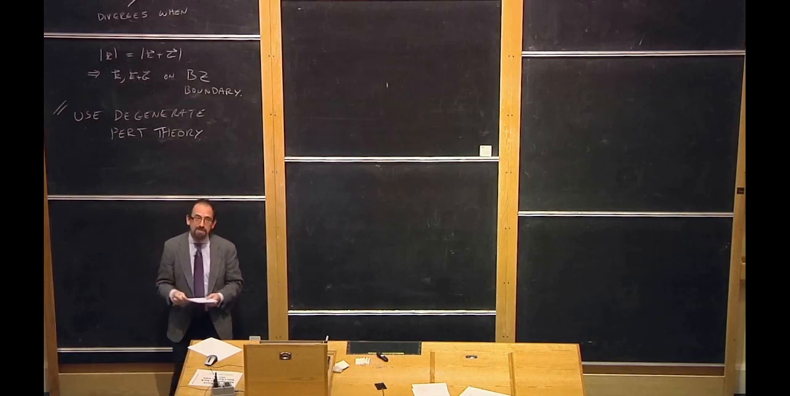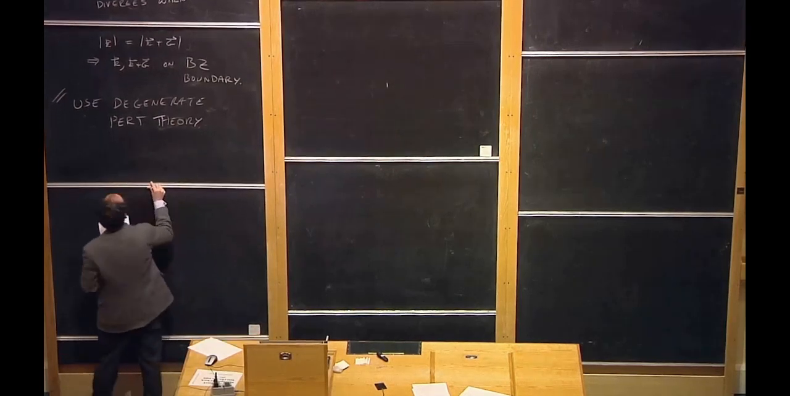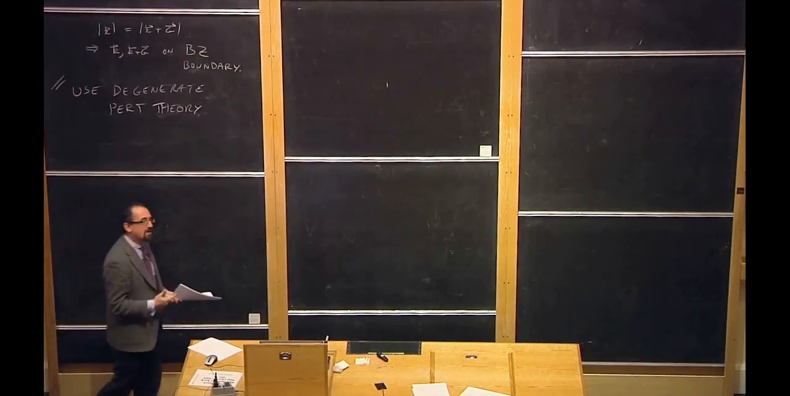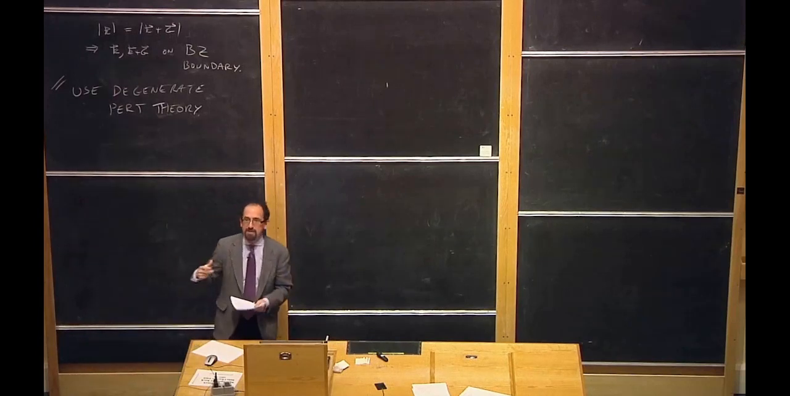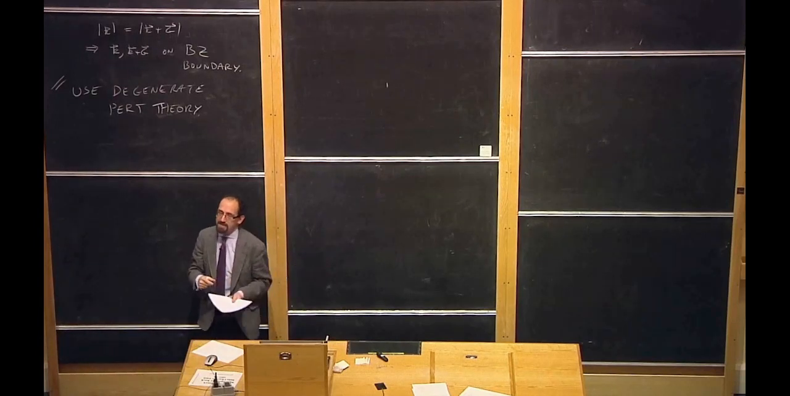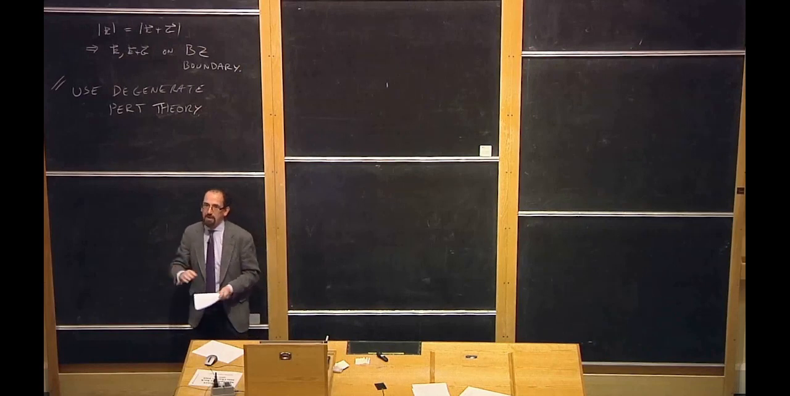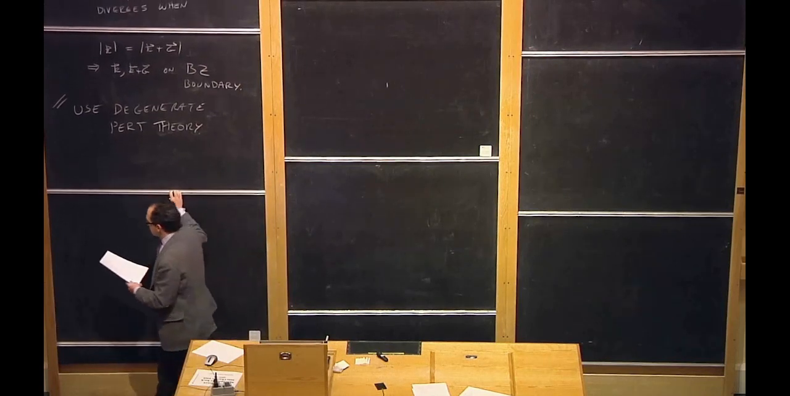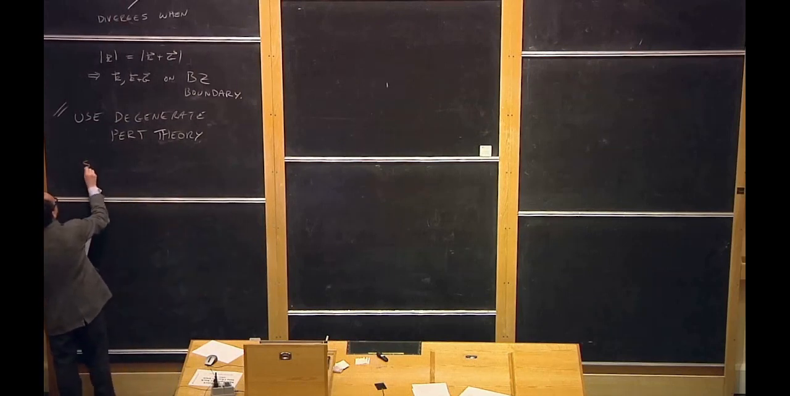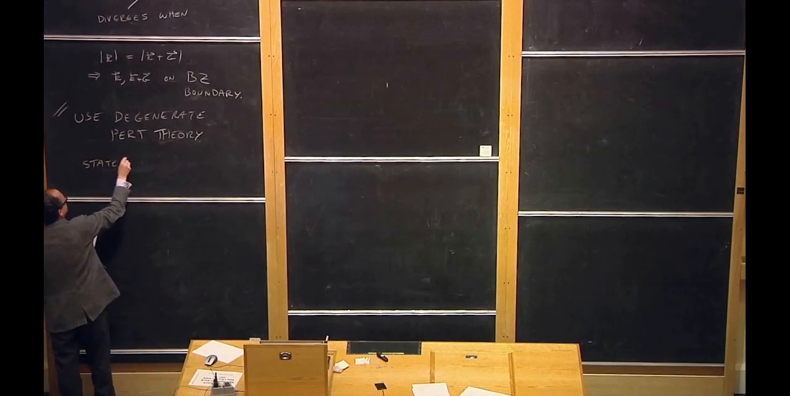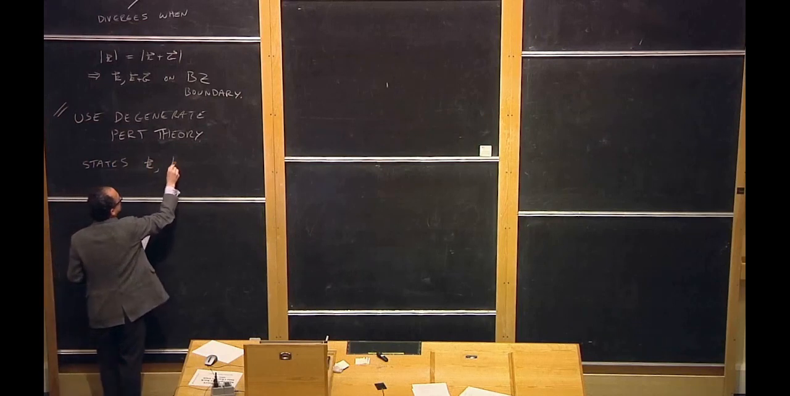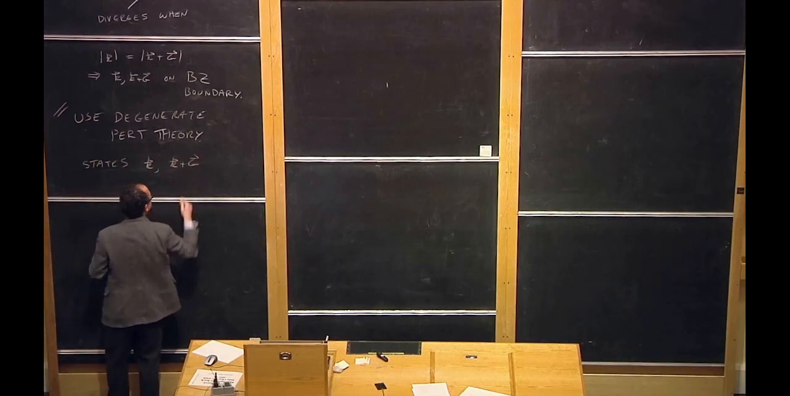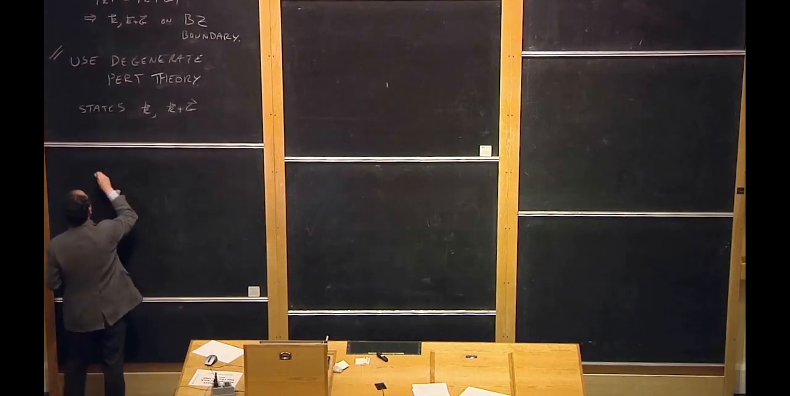The general rules of degenerate perturbation theory are that you should take the states that are causing you trouble, the states that are giving you the divergence, separate those out from all the other states in the system, and just diagonalize the Hamiltonian within the space of those problematic states. So for us, the states that are causing us trouble are states k and k plus G for some particular G. So we'll write our trial wave function.